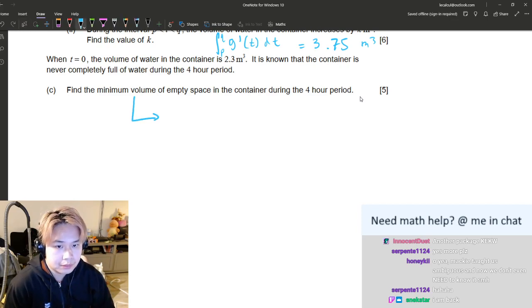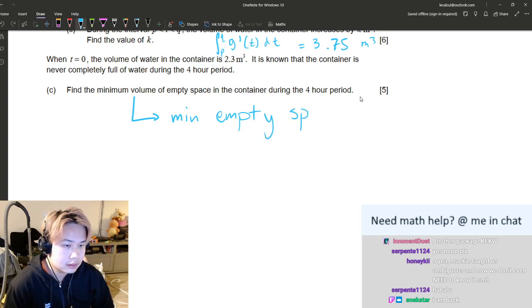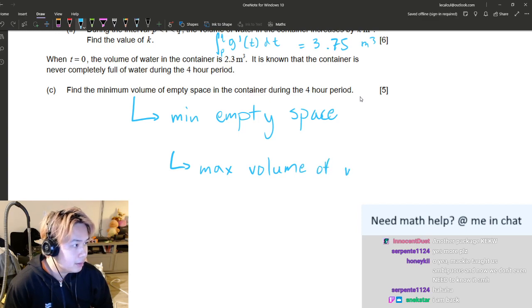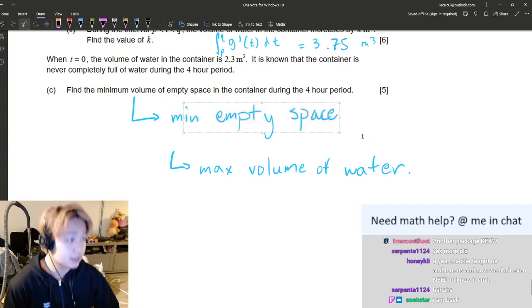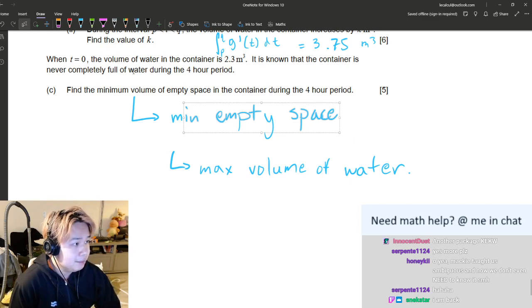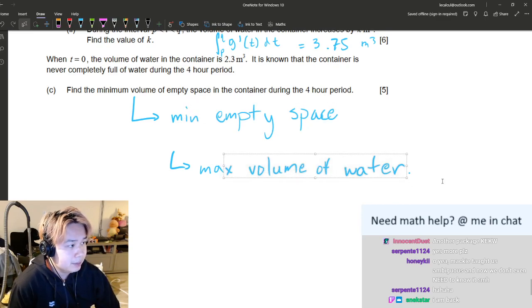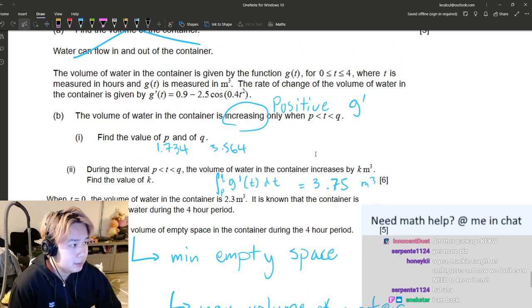So the minimum empty space is the maximum volume of water, right? The most water you have means that's the least amount of empty space in the container. And they're saying that it's never empty or never completely full because then the minimum would be 0. Okay, so how do we find the maximum volume of water? Well, this is an optimization problem.